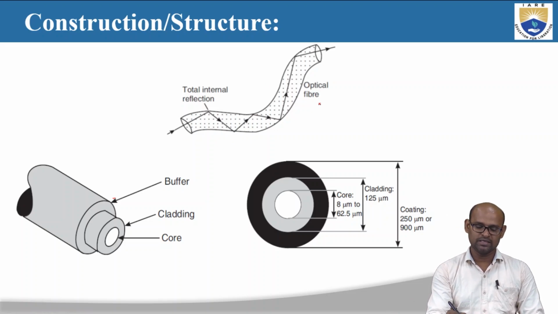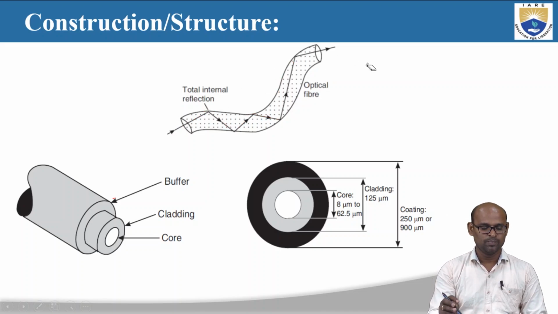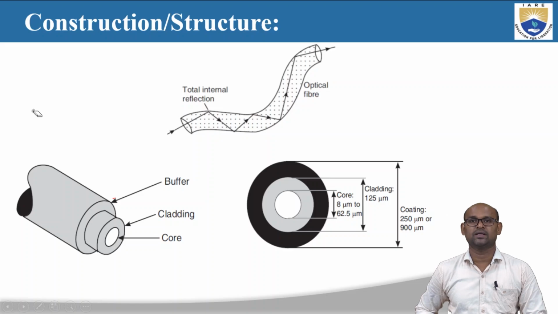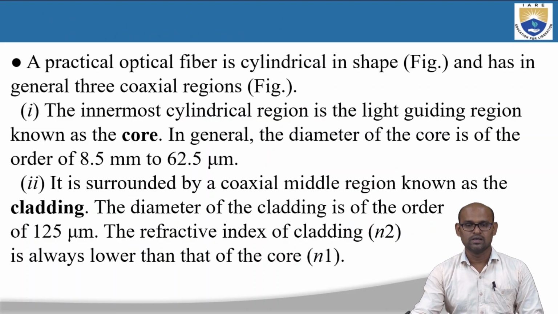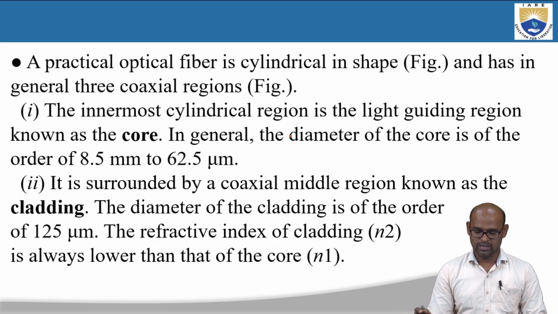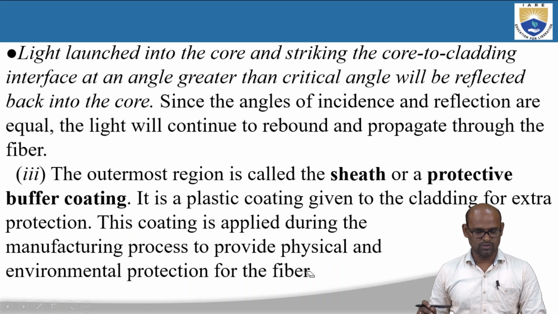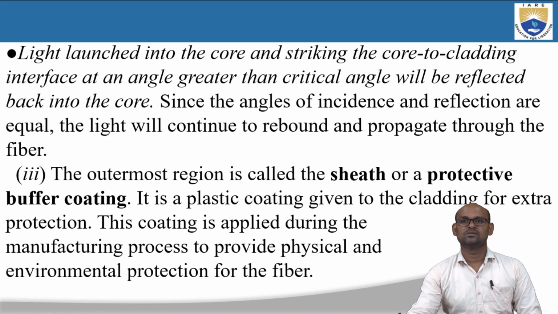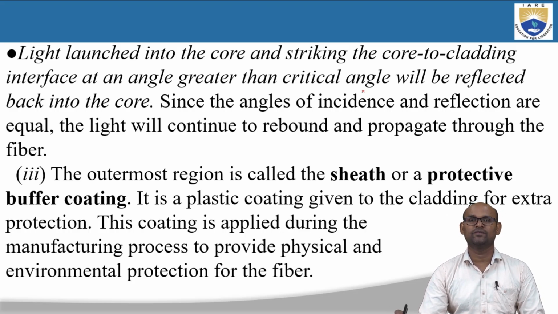We can clearly see here that even though the optical fiber is bent, the light is undergoing total internal reflection, but there may be partial loss of light when there is a bend in the optical fiber. We have discussed these three regions that the optical fiber has. The refractive index of the cladding must always be lower than the refractive index of the core. Light launched into the core and striking the core to cladding interface at an angle greater than the critical angle will be reflected back into the core. That is total internal reflection.